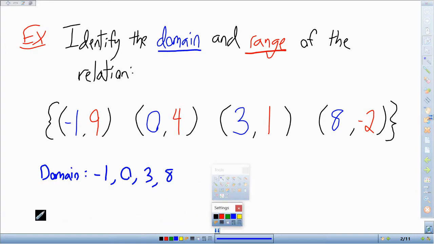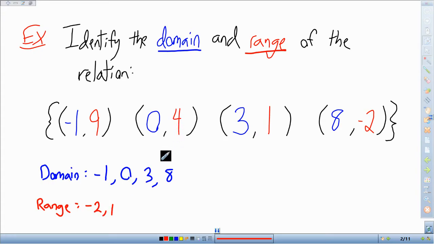Easy enough. Our range, let's make it red, is just the y values of our relation here. Again, I want to put them in order from smallest to biggest. So I'm going to start with this -2, and then 1, 4, and 9. So there it is. Domain, range, easy enough. That's what those words mean if they ever ask you that on a problem.